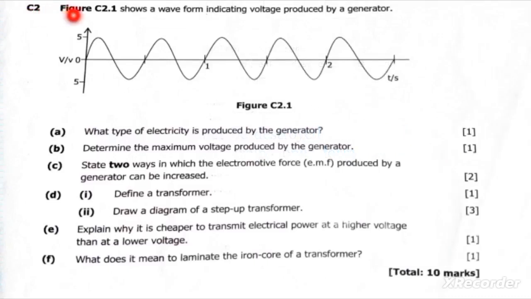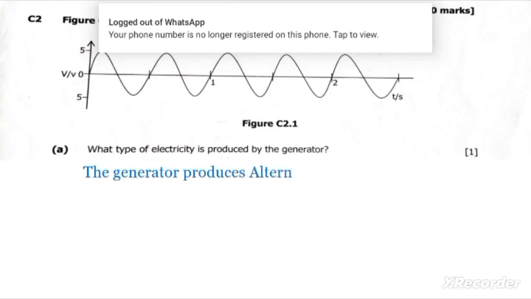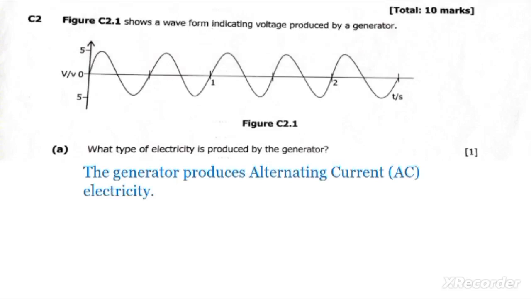Question C2, figure C2.1 shows a waveform indicating voltage produced by a generator. Question A, what type of electricity is produced by the generator? So the type of electricity produced by this generator is alternating current, AC.